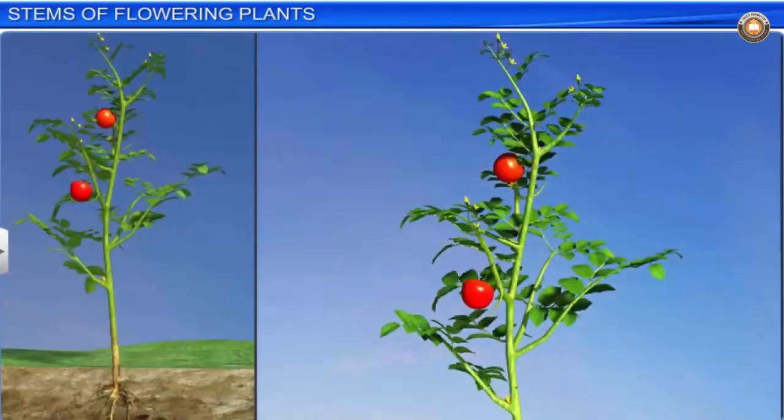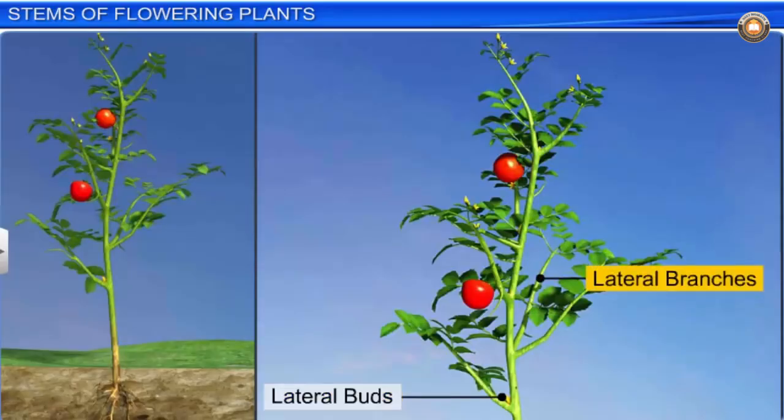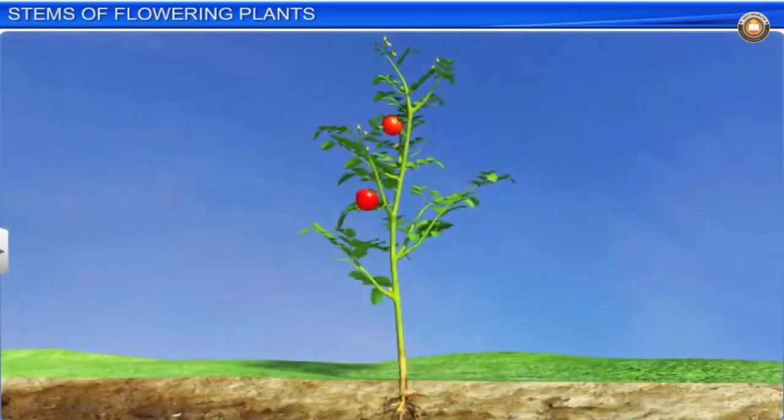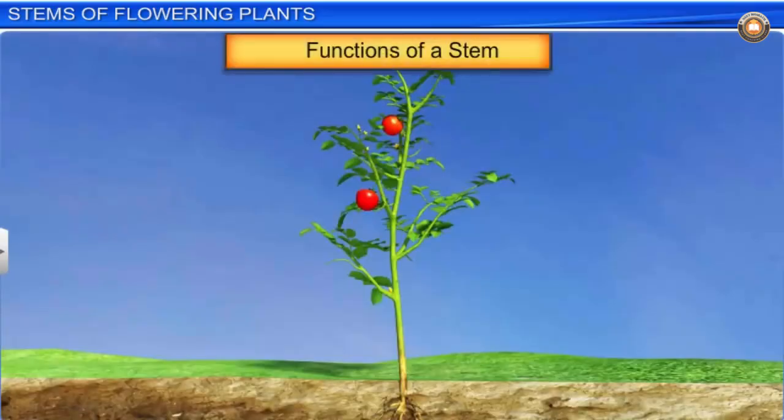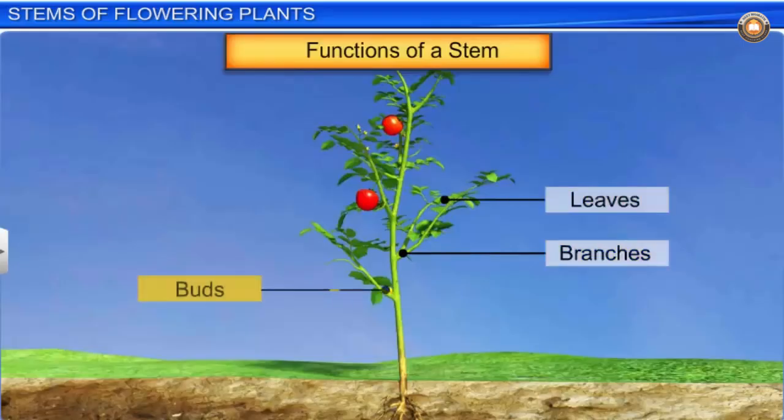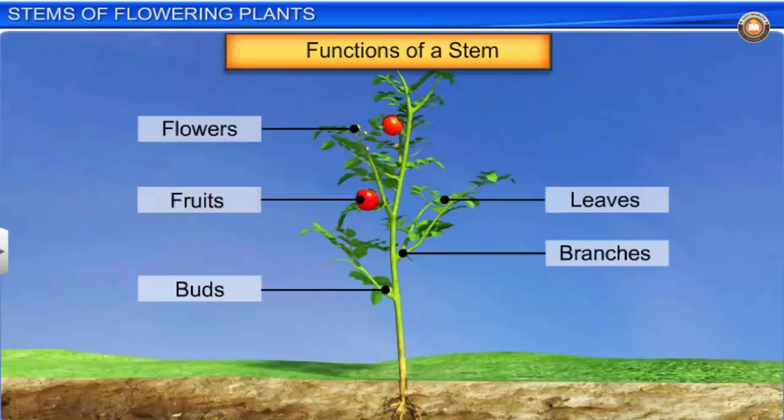As the stem grows, many lateral buds emerge, which grow into lateral branches. These branches further develop other lateral shoots called twigs or branchlets. Now, let's learn about the functions of a stem. The stem, along with its branches, holds the leaves, buds, flowers and fruits. It transports water, minerals and photosynthates between the roots and the shoots.